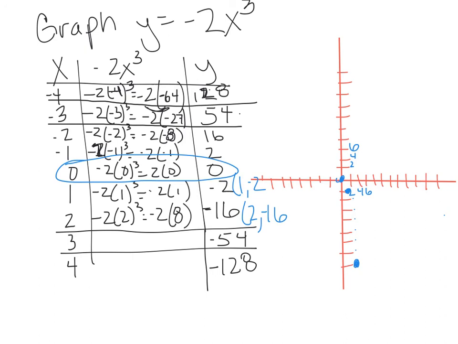Then I'm going to work my way back up because I'm certainly not going to graph my 3, -54. So I'm going to go ahead and graph my -1, +2. So I'm going to be halfway between the 1 and 2 and at +2. And then -2, 16. 2, 4, 6, 8, 10, 12, 14, 16.